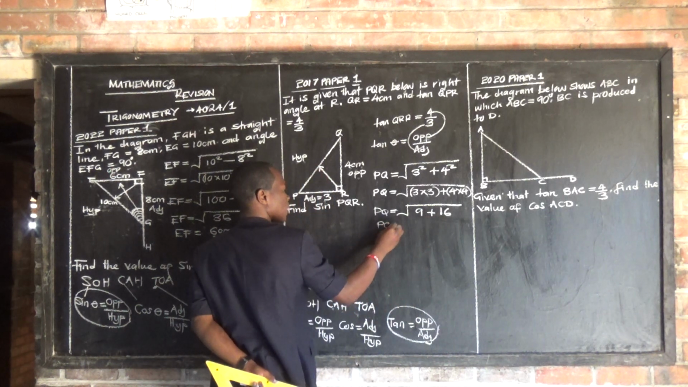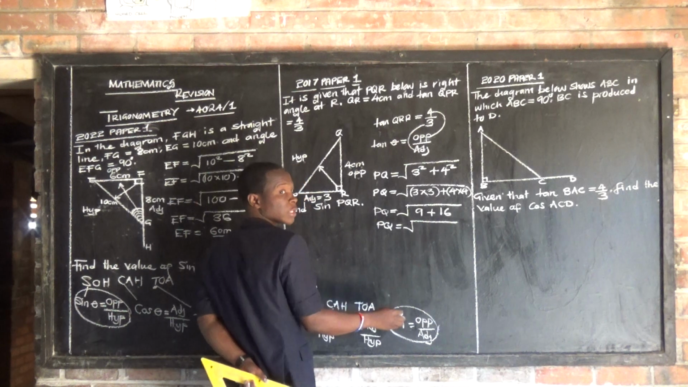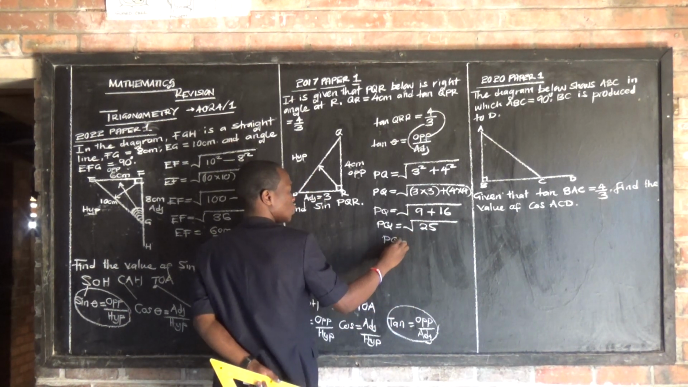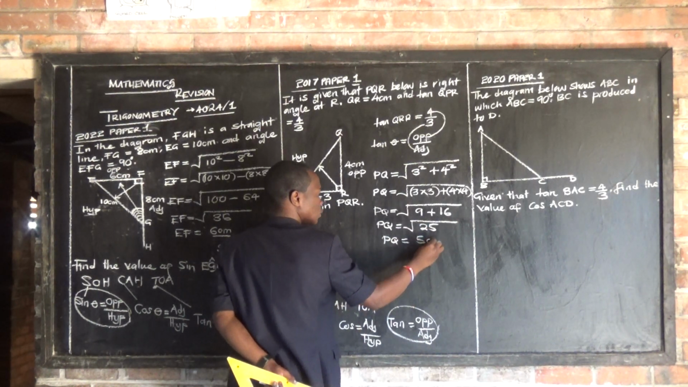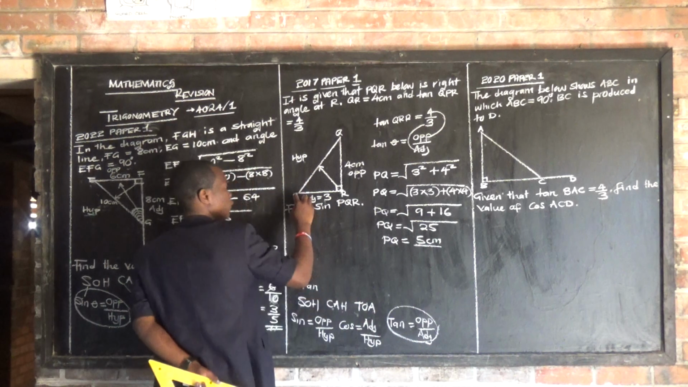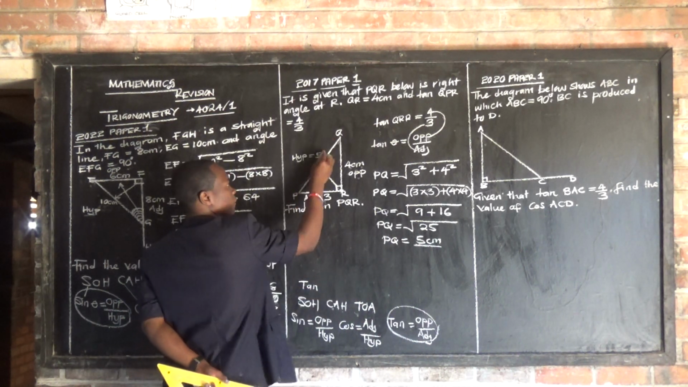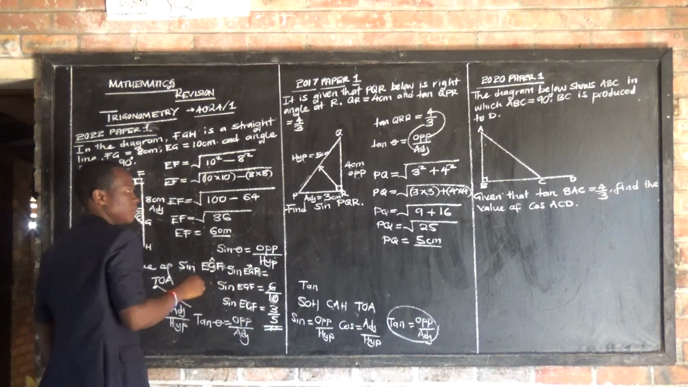Then PQ is equal to the square root of 9 plus 16, which gets 25. So PQ is equal to, what is the square root of 25? It's 5. So PQ is 5. Meaning from P to Q, the hypotenuse is 5 centimeters. And this is 3 centimeters. Are we together?